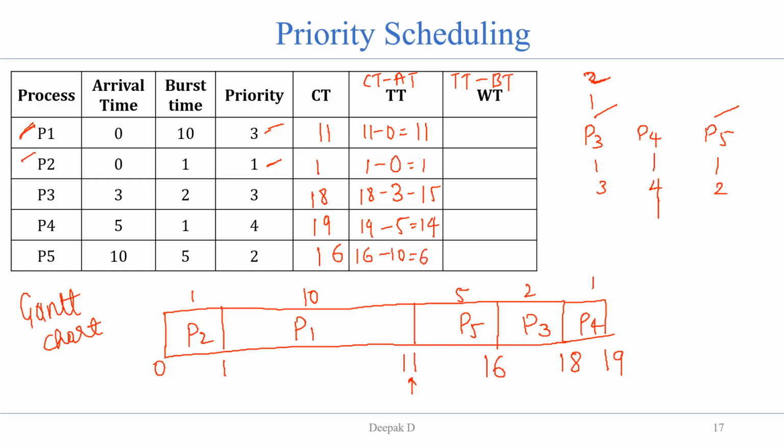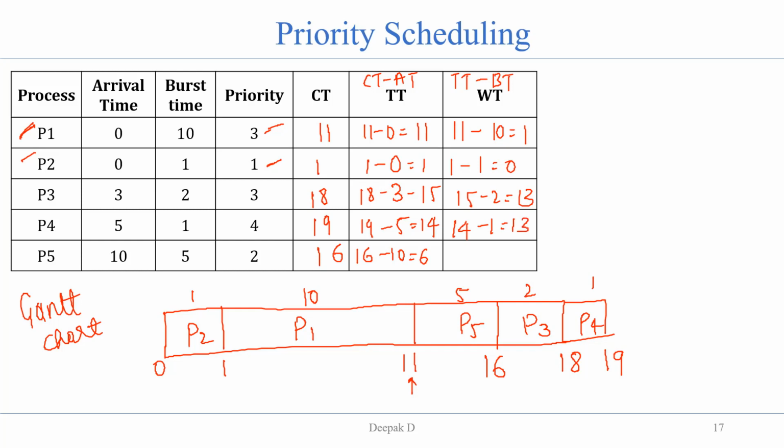What is the waiting time, average waiting time, and average turnaround time of this process? We'll calculate that one. The next one is waiting time, that is turnaround time minus burst time. 11 minus 10, 1. 1 minus 1, 0. 15 minus 2, 13. 14 minus 1, 13. And the last is 6 minus 5 equals 1.